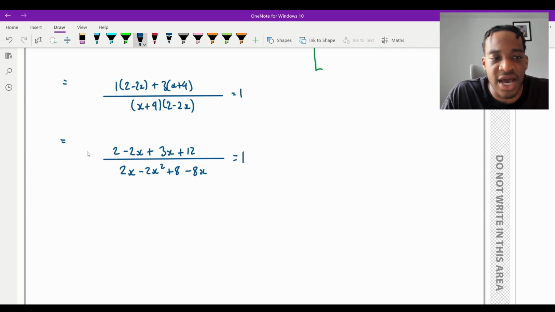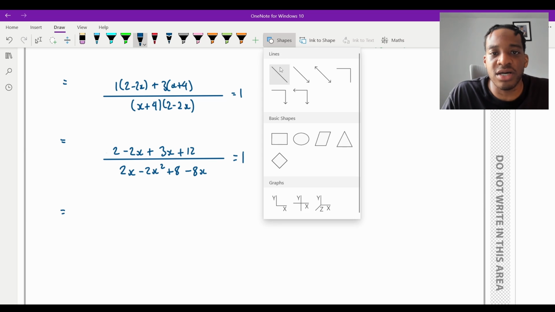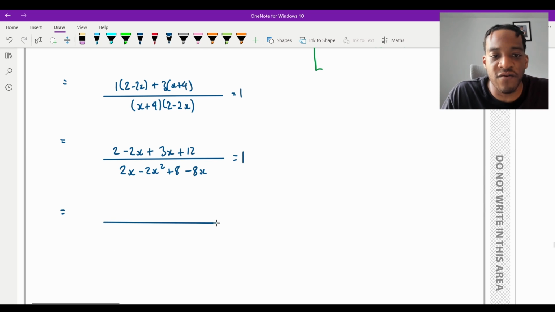Now, I'm going to tidy up. Let's collect the like terms and so on and so forth. So firstly, I'm going to put it in order of the x terms, right? The highest x term. So minus 2x plus the 3x will give me 1x. So it'll be x here. Then I've got 2 plus 12, which is 14, isn't it? So it'll be plus 14.